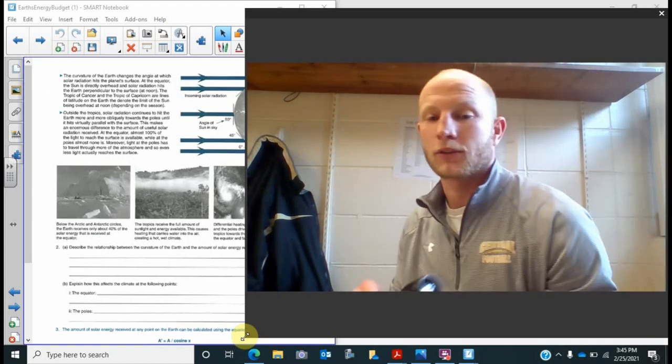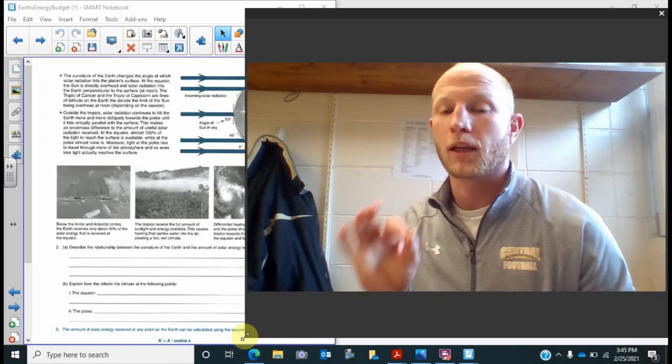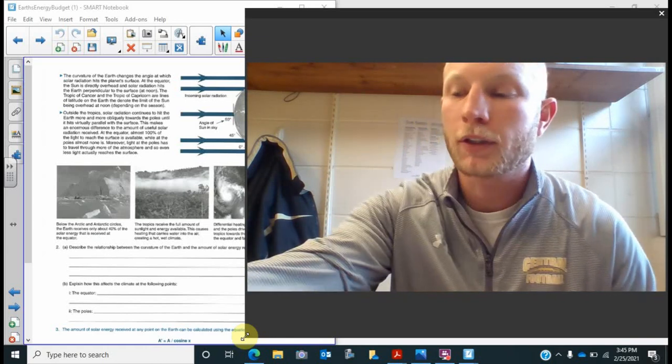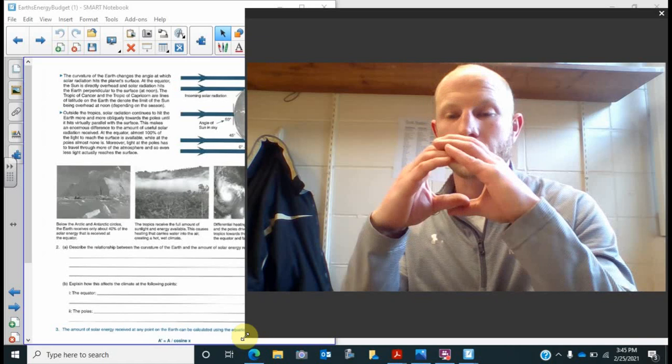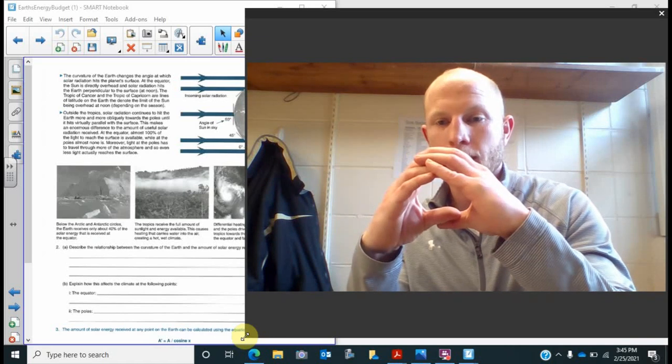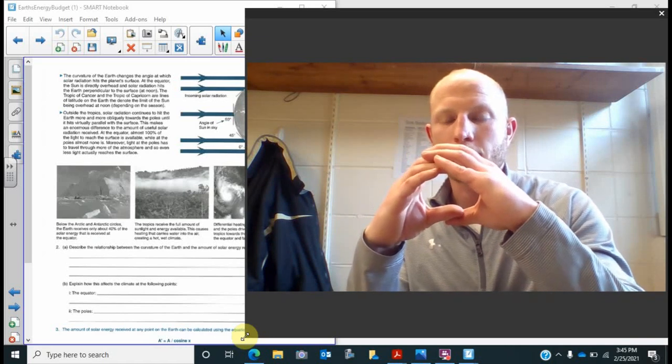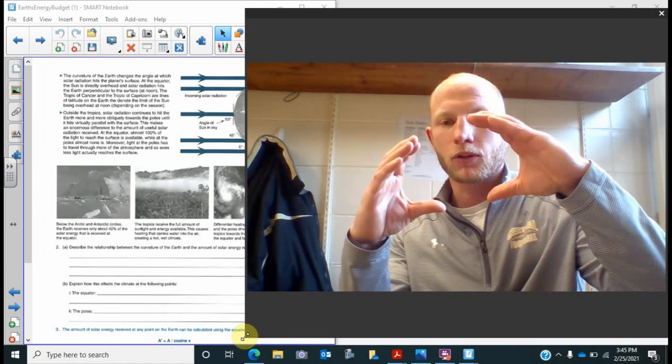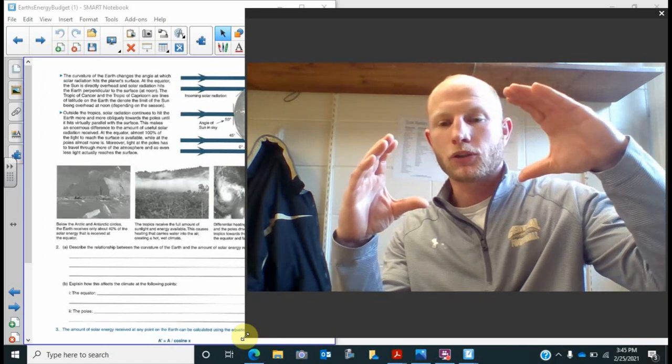And the thing to remember is this flashlight is putting out the same amount of energy. And so the same amount of energy on the equator is being focused into a smaller surface area. Whereas when we get up to the poles, that same amount of energy is now being spread out over a larger and larger surface area, the farther we get away.